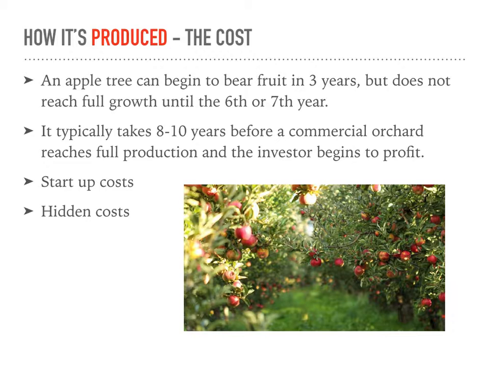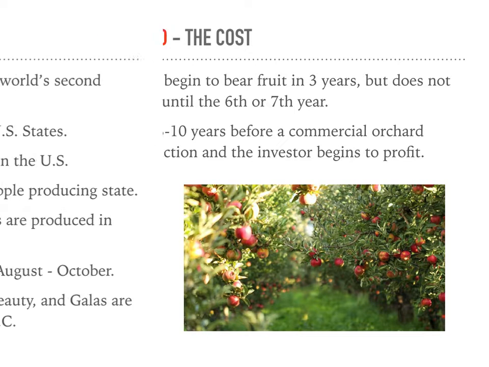An apple tree can begin to bear fruit after 3 years, but it doesn't really reach its full growth until the 6th or 7th year, and it typically takes a commercial apple orchard about 10 years to reach its full production and the investor to begin to profit.